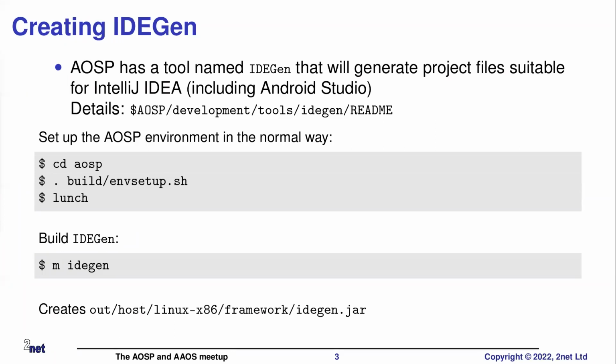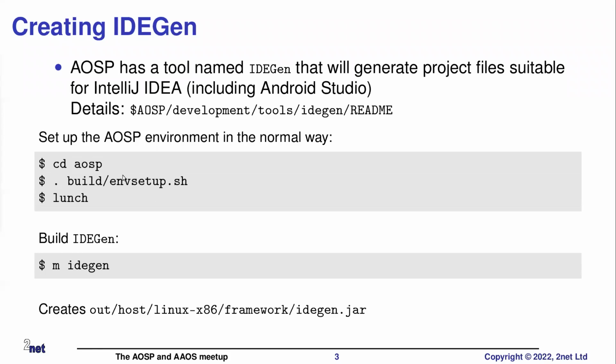The key thing, which I discovered quite recently, in the last few weeks, is that there is actually a tool that's part of AOSP which does most of the work for you. This tool is called IDE Gen. You'll find out about it in this README file, which has some basic information. Essentially, it generates a project file which you can import into Android Studio, and then it understands your AOSP code base, and you can browse it and debug it.